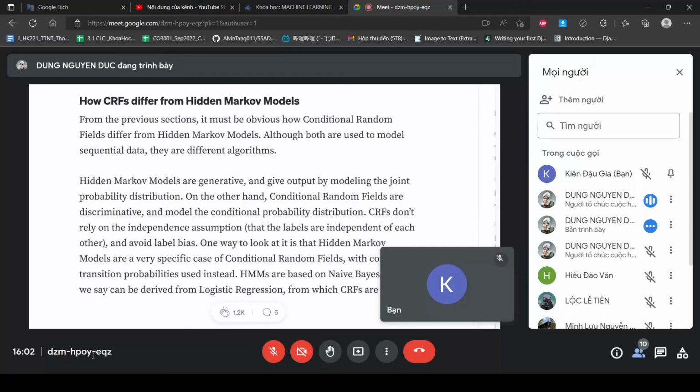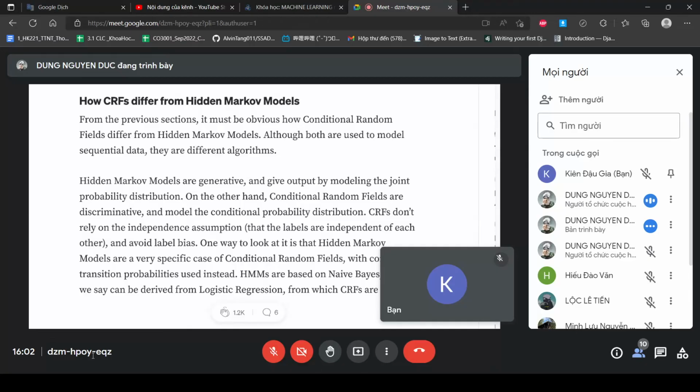And one important thing is that the conditional random field does not rely on the independence assumption, which says the labels are independent from each other, that there is no relationship between the labels. You don't care. Well, this is good, right? Because if you have some dependency between the labels, there would be a risk.